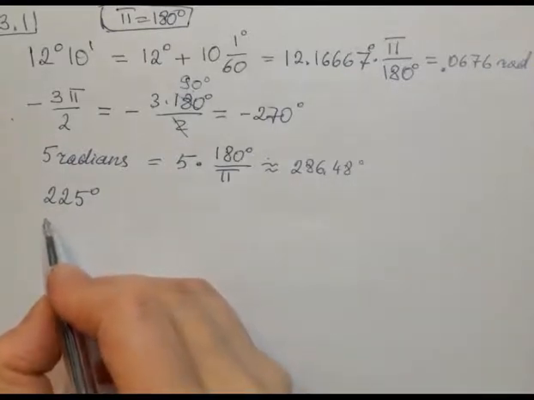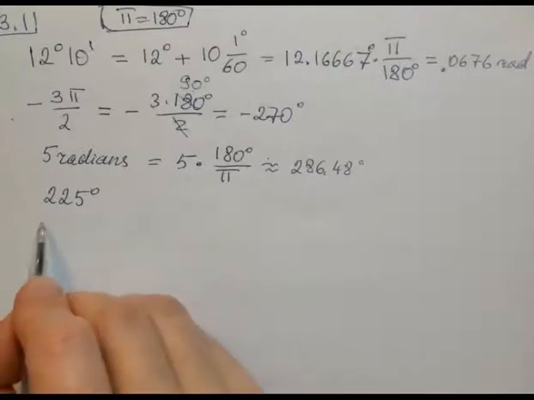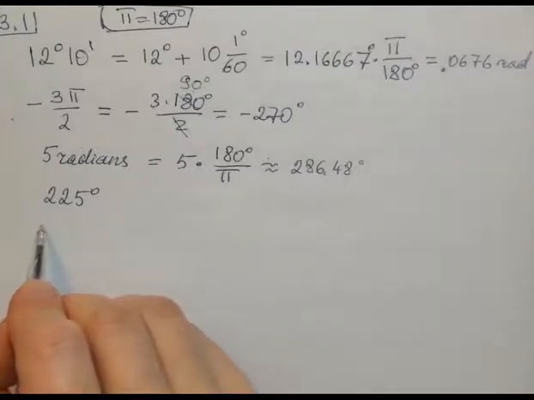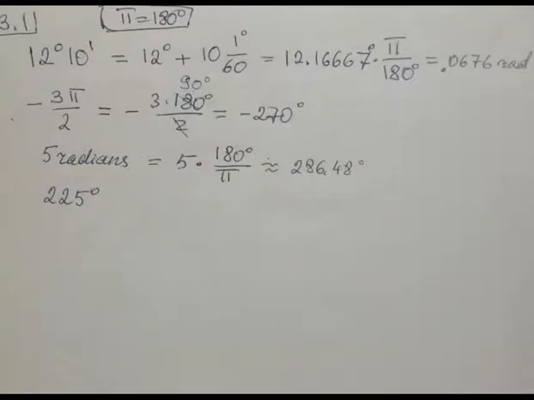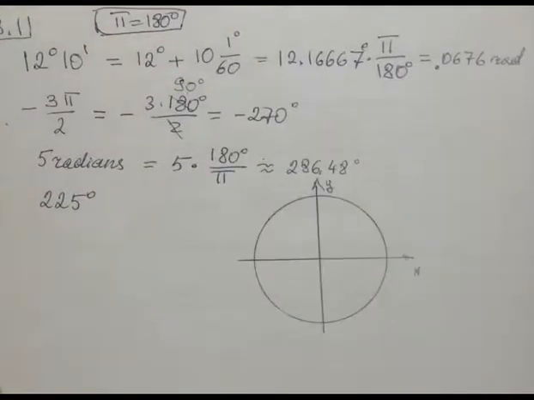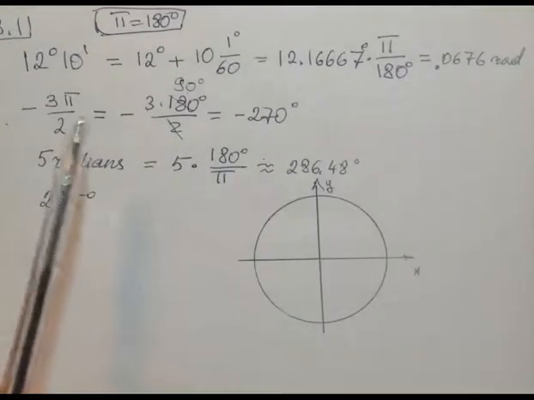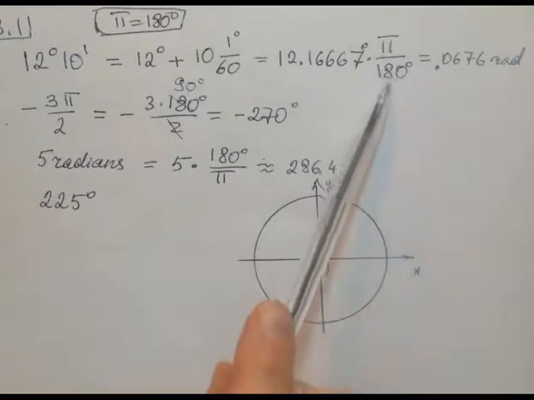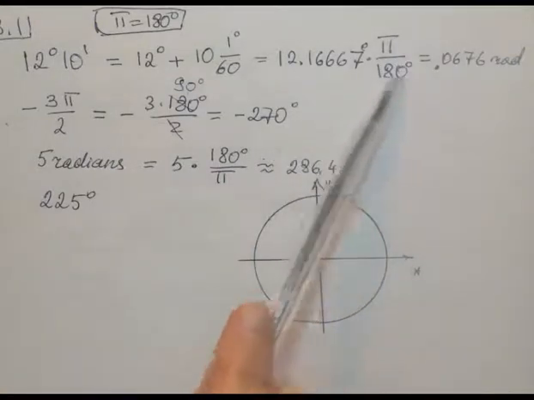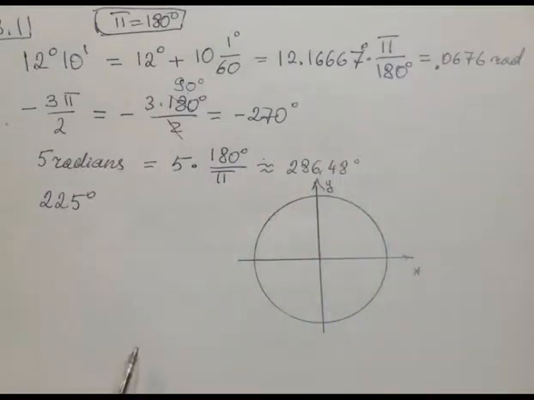Now let us convert 225 degrees to radians. We can do it as we have done previously by multiplying times pi over 180. We can do it in a different way. We can find this angle on the Cartesian plane.